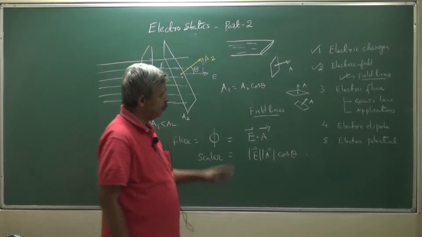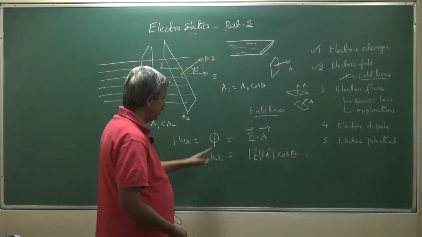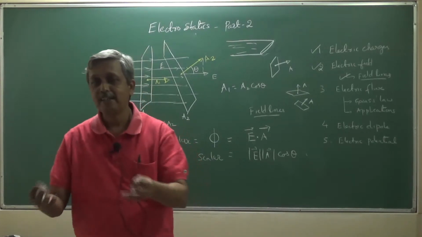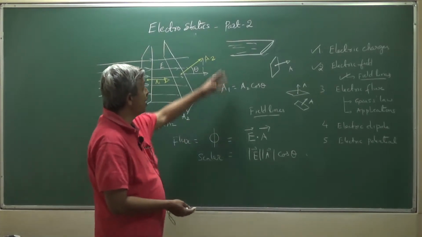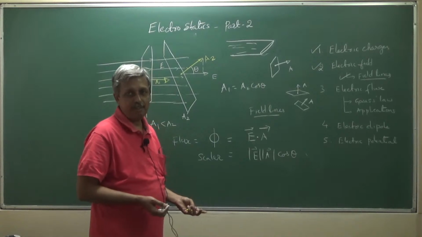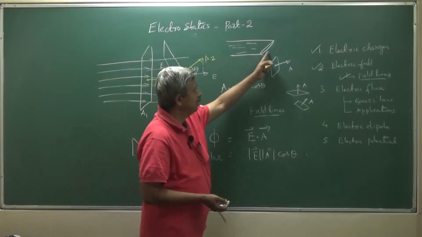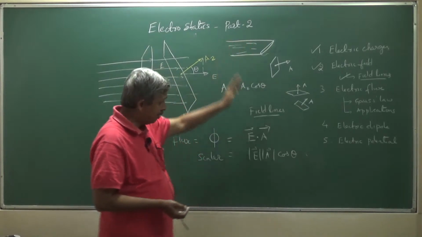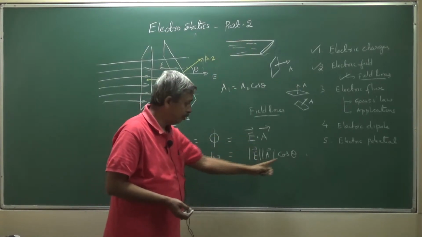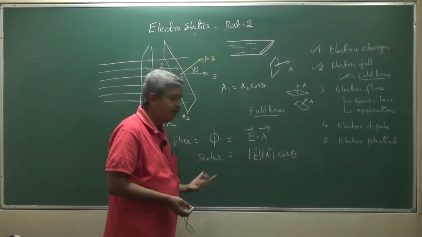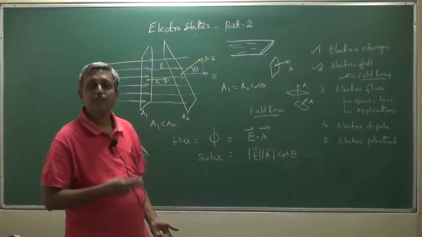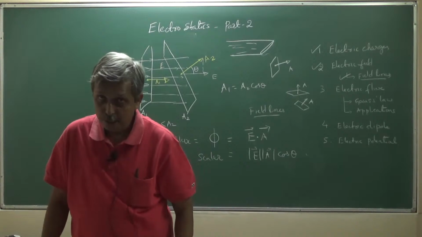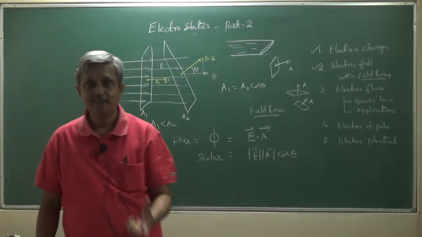So hence, please understand that E dot A is what we have come out with as a mathematical representation of what happens in the real world. In the real world, this water is the same whether you cut it this way or that way. So to make it the same way, we use the dot product so that we can multiply by cos theta and keep it the same value whichever way you cut it. I hope you understand the meaning of electric flux.